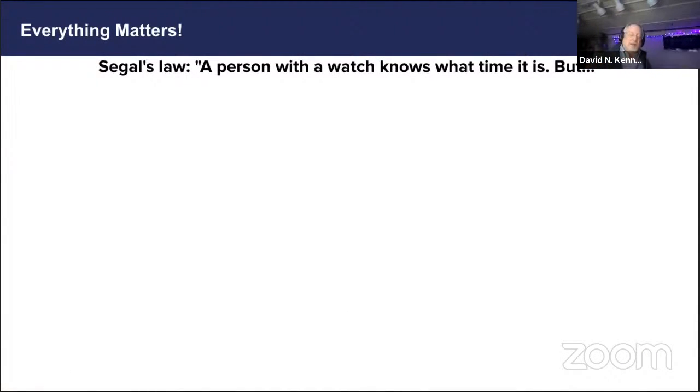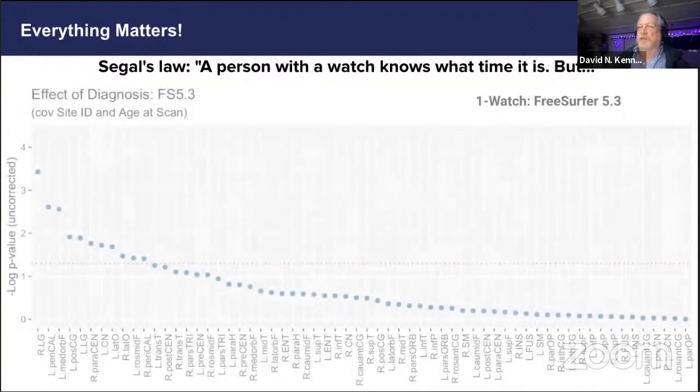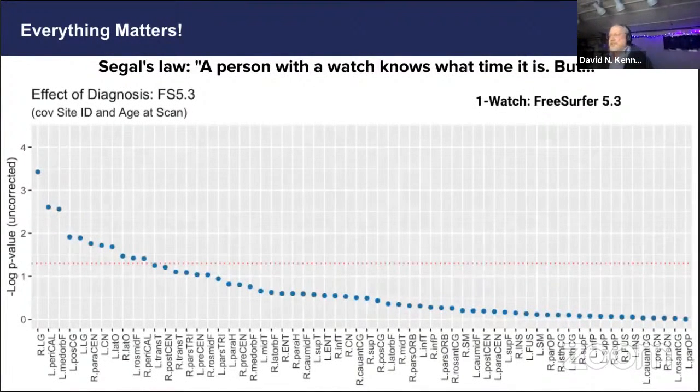And so I'll use that as a jumping off place to demonstrate, okay, fine, they correlate significantly, but does it matter? Well, the answer is yes, and I'll illustrate that in the context of something called Siegel's law. Siegel's law goes something like: a man with a watch knows what time it is. So in this case, if my watch is FreeSurfer, I have one watch. My watch is FreeSurfer 5.3.